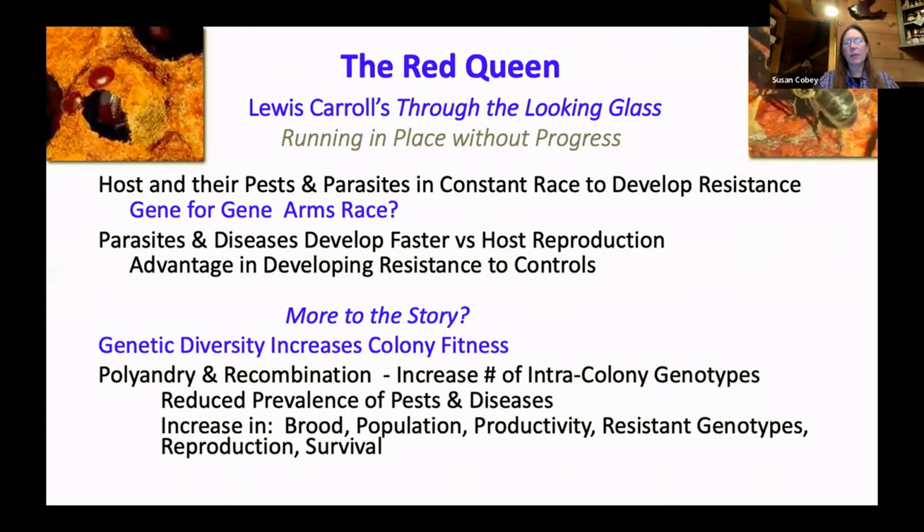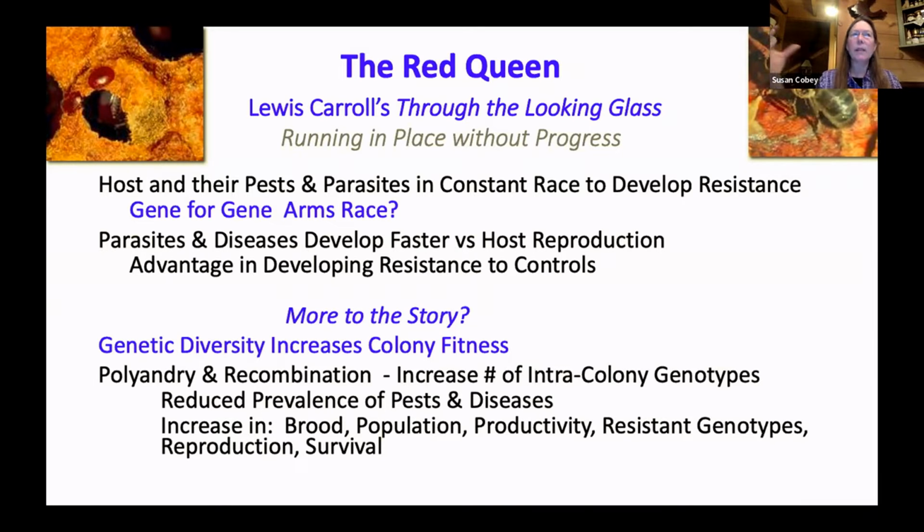I don't know if you've read this book, The Red Queen. It's Lewis Carroll's take on Through the Looking Glass. He's got Alice running, and she's constantly running in place and making no progress. That's kind of what you look at in these pest parasites, where the pests are developing more resistance to the controls that the bees develop, or the chemical pesticides we use to control them, things like that. So it's a constant race off and on. And if you look at that, the parasites and diseases often have a faster development level versus the host reproduction. So it seems like they would always win, right? They have the advantage here, but it doesn't make sense to kill your host.